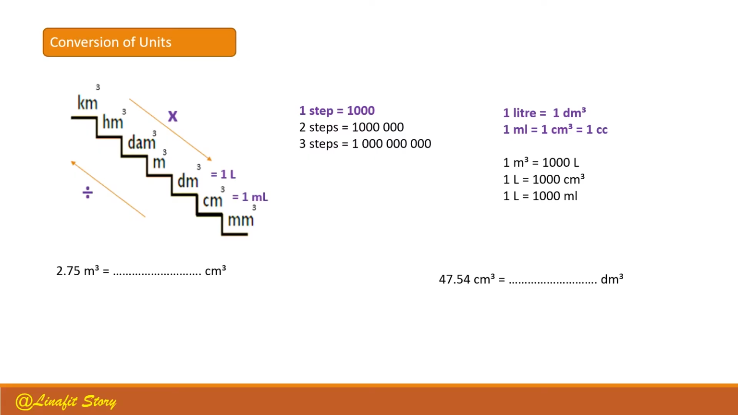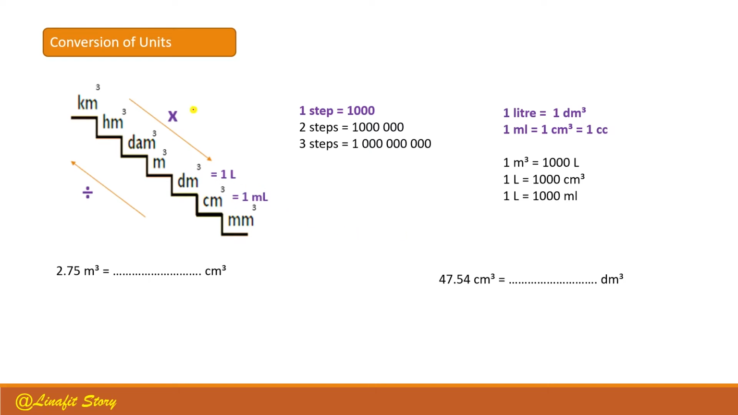Conversion of units. We will learn about the volume. Volume is a measure of the amount of space an object occupies, which enables us to quantify the capacity of the object. An object that occupies more space has a greater volume. Volume is measured using units such as milliliters, liters, cubic centimeters, and cubic meters.